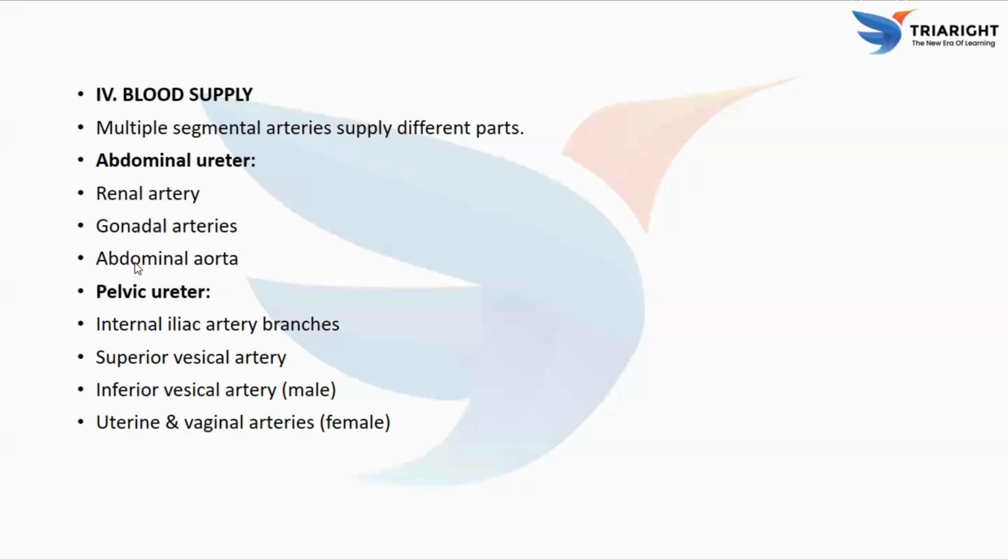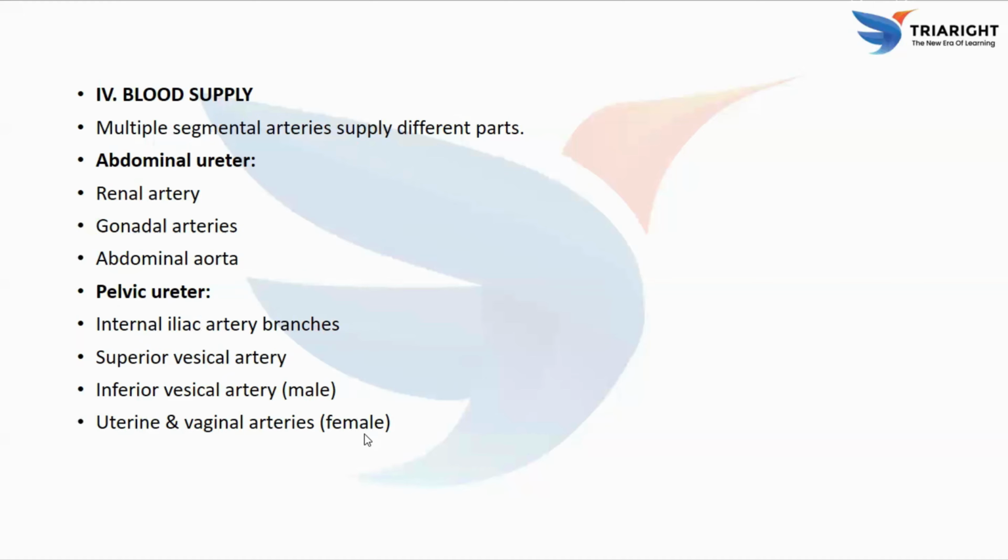The second supply is to the pelvic ureter. This is the lower part, which enters the pelvis and reaches the urinary bladder. It is mainly supplied by the branches of the internal iliac artery. These branches supply most pelvic organs, including the pelvic ureter. The superior vesical artery supplies the upper part of the bladder and also gives twigs to the lower ureter. The inferior vesical artery, present in males, supplies the prostate, seminal vesicles, bladder base and also part of the lower ureter.